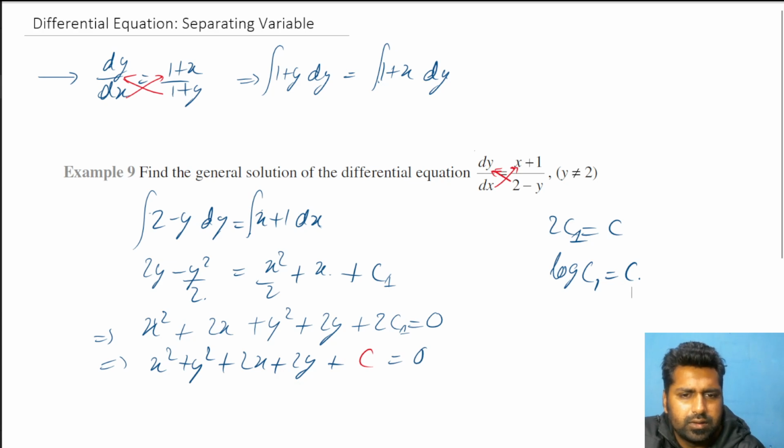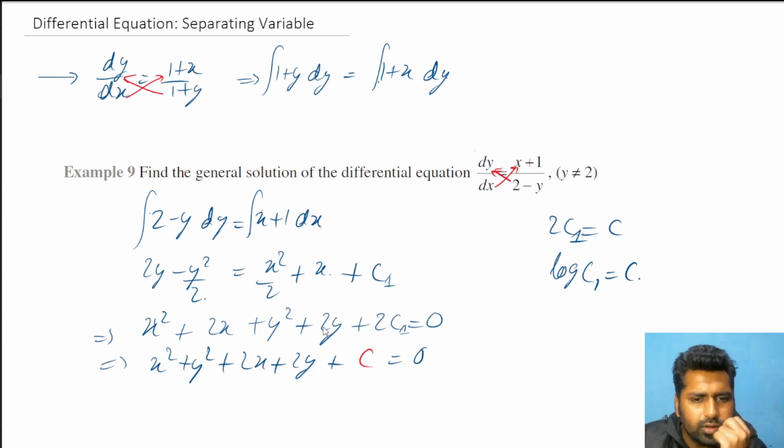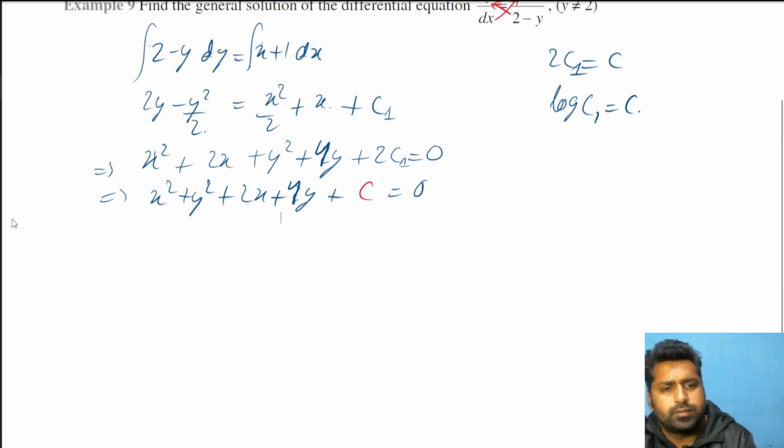Let's see the next one. I forgot to multiply this by 2. This is 4. All right. Next.